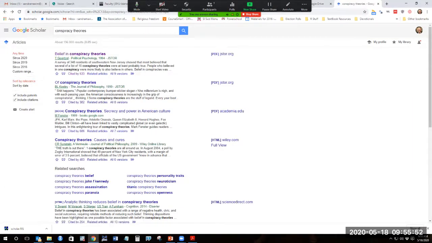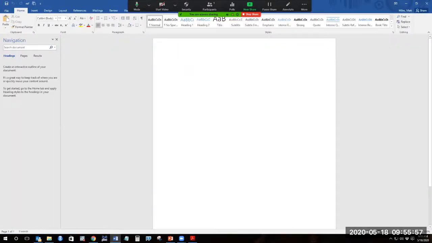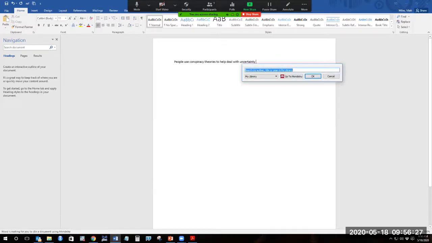Okay, then I'm writing my paper. So I'm just going to open a blank document in Word, and I could say, people have believed, I don't know if this is true or not, conspiracy theories help deal with uncertainty. I spelled it wrong. Okay, right? And then right here I push Alt-M on my computer. See if it worked. Alt-M. Okay, here we go. See?